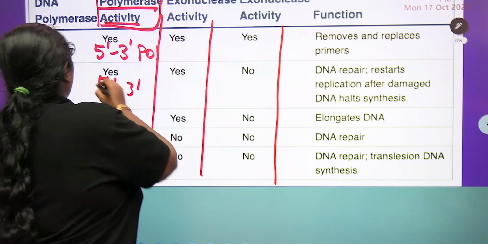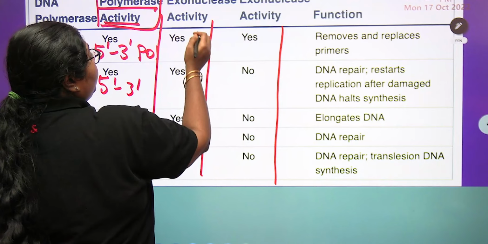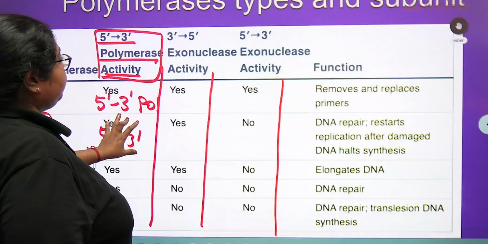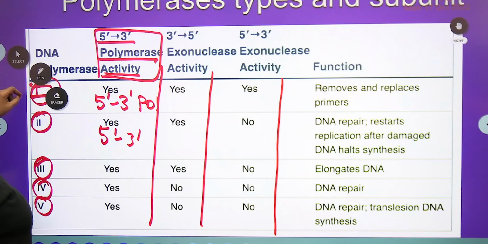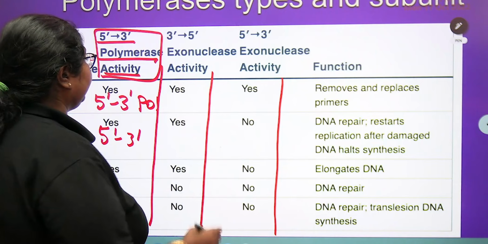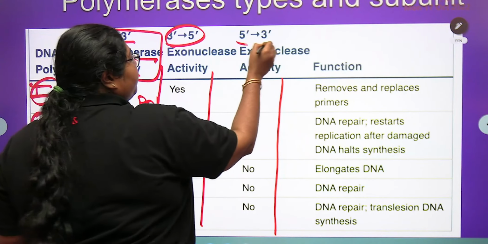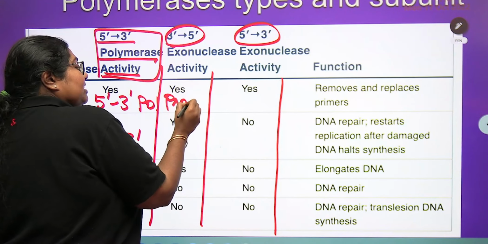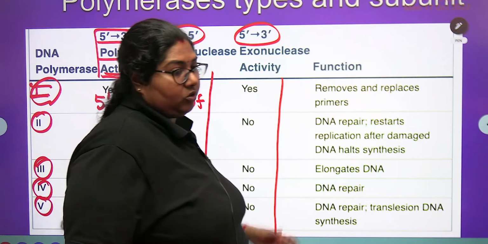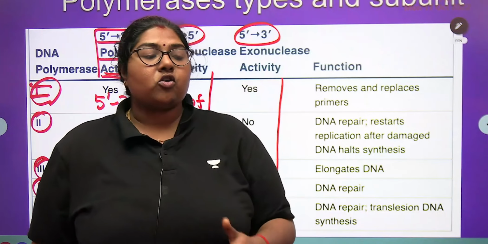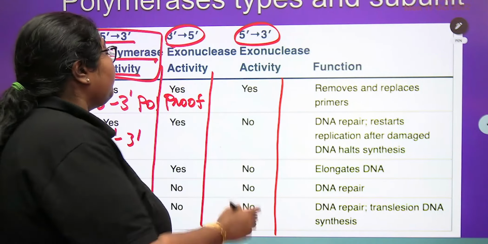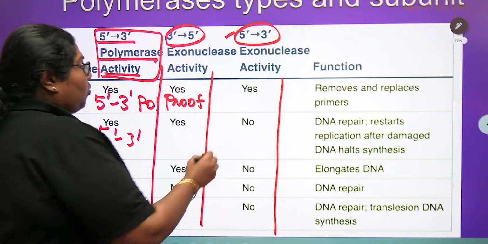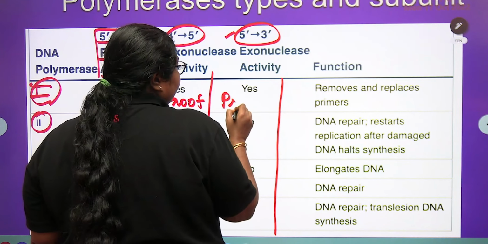In case of your pol 1, this has both exonuclease activities. So what exonuclease activity is it going to contain? This type 1 is going to contain both your 3' to 5' and 5' to 3'. What is your 3' to 5'? This is what is called the proofreading activity. But what is going to be your 5' to 3'? Your 5' to 3' is what is called the primer removal.